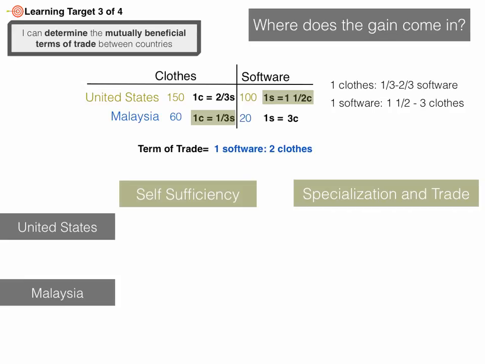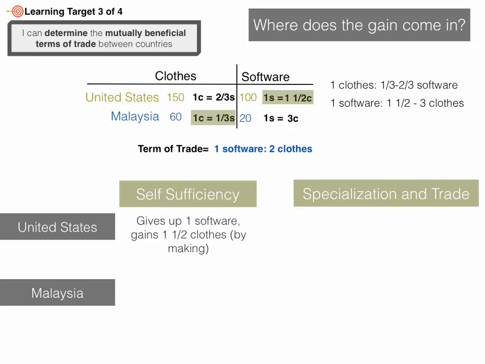Let's compare it to both countries under self-sufficiency. First, looking at the United States. If the United States decided it was self-sufficient, it wasn't going to worry about Malaysia at all, it was going to try to make both clothes and software. If the United States gave up one software, they could gain 1.5 pieces of clothing by making it. So give up one software, stop making one software, and then make 1.5 clothes instead. That was the United States' opportunity cost of one software.